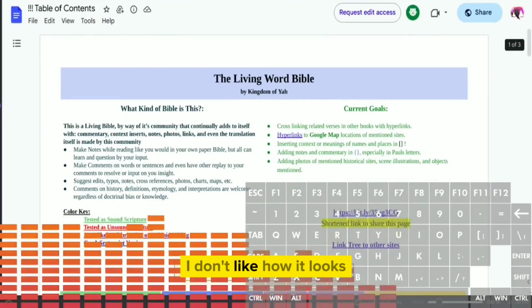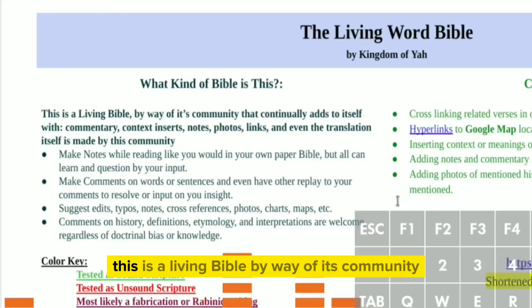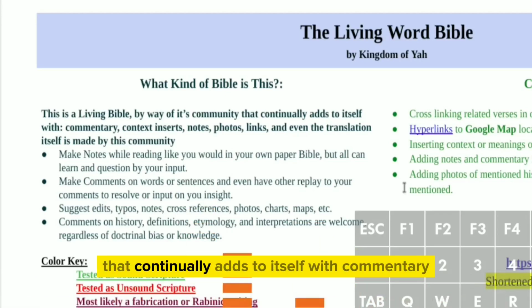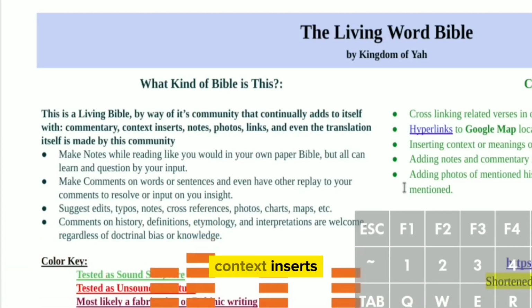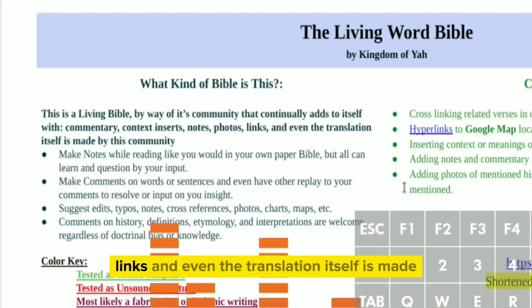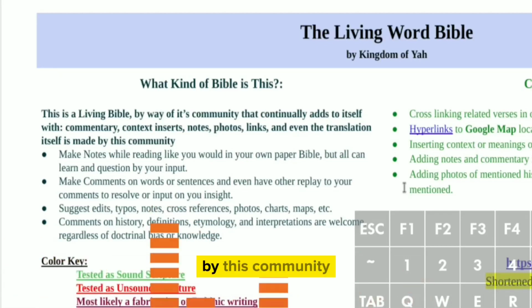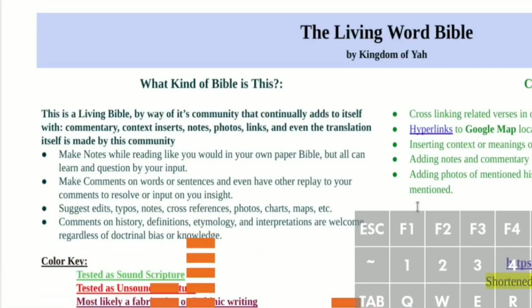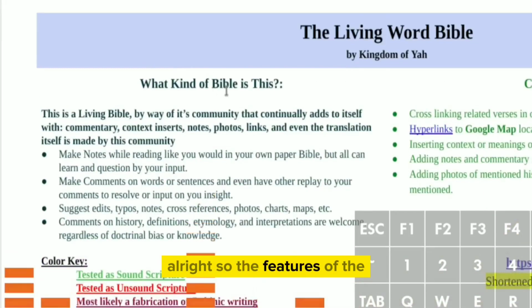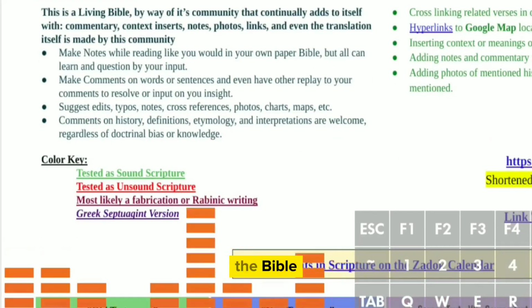Hold on, I don't like how it looks. It looks all smooshed. This is a living Bible by way of its community that continually adds to itself with commentary, context inserts, notes, photos, links, and even the translation itself is made by this community. Moving on. Alright, so the features of the Bible.